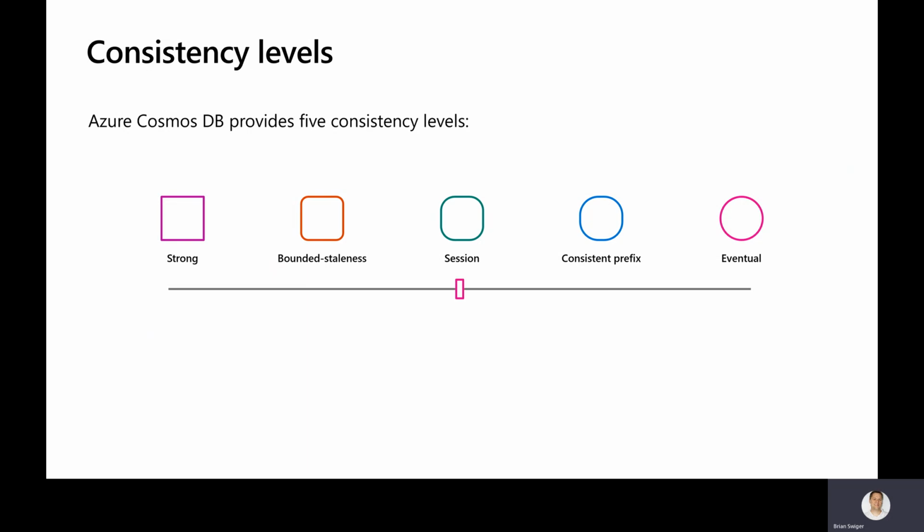Consistency models. There are 5 different consistency levels, from strong all the way to eventual. What we want to really understand here is how they impact availability, latency, and throughput for a particular application workload. So I highly suggest you go read the consistency levels doc on Microsoft Docs, and I've got a link in the presentation. But understand consistency levels at a high level, what they're going to impact in terms of availability, latency, and throughput.